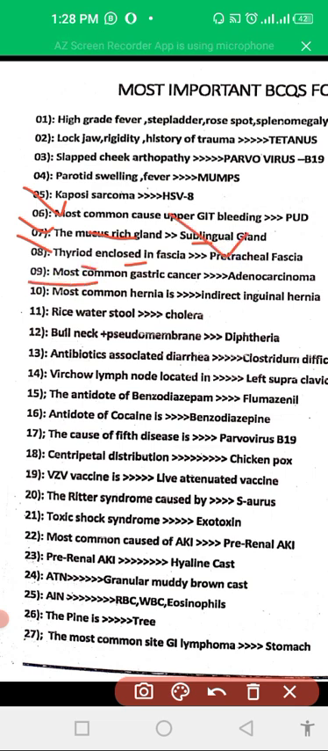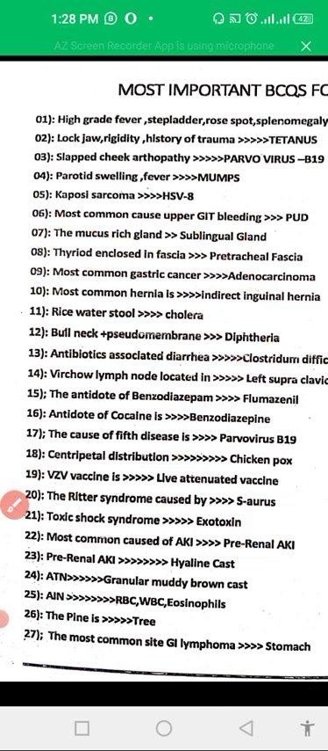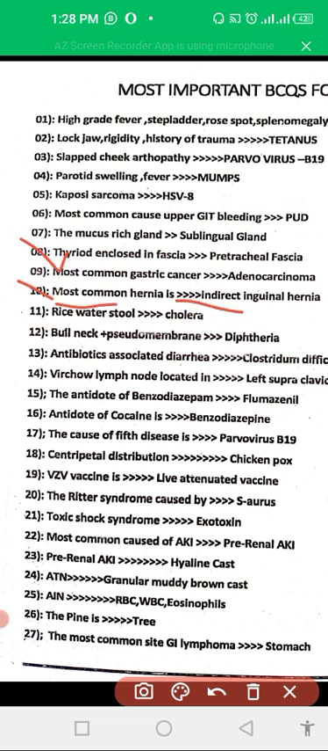Most common gastric carcinoma is adenocarcinoma, and its lymph node is Virchow node, and Sister Mary Joseph nodules are also present in gastric carcinoma and adenocarcinoma. Most common hernia is indirect inguinal hernia, the most common type of the hernia.